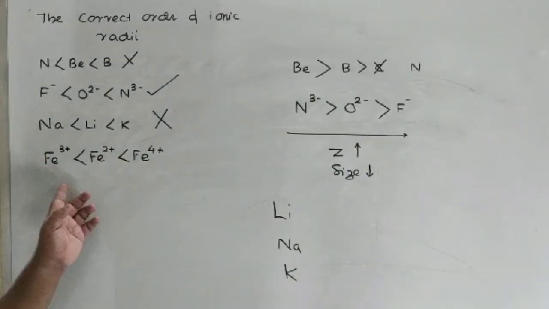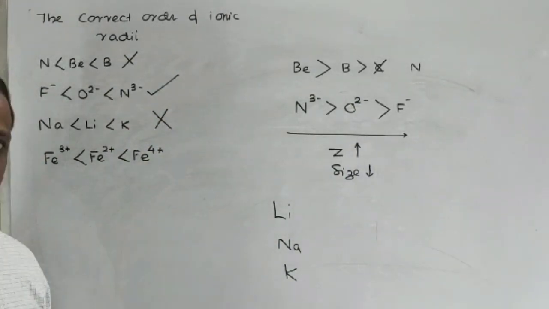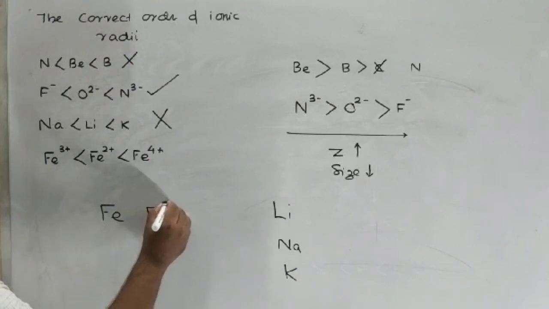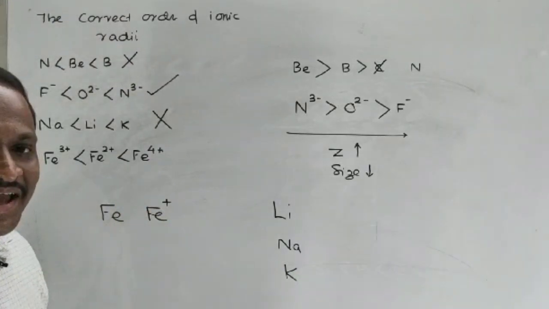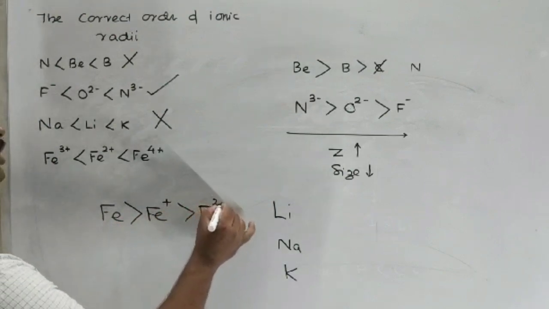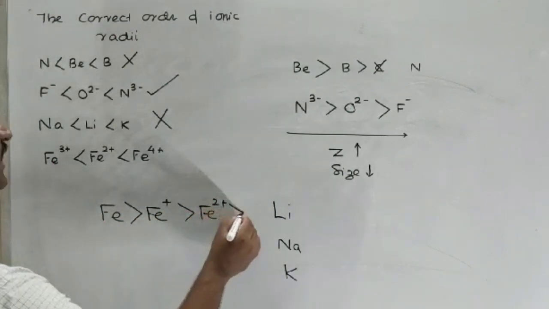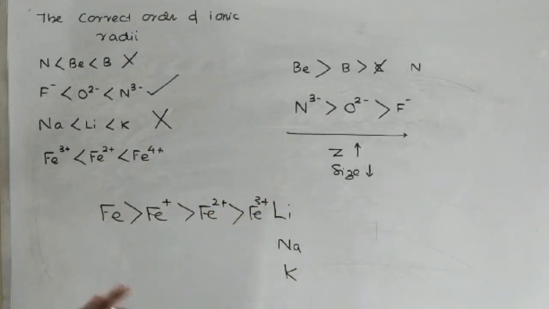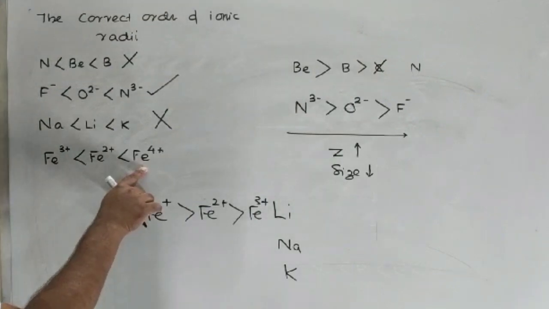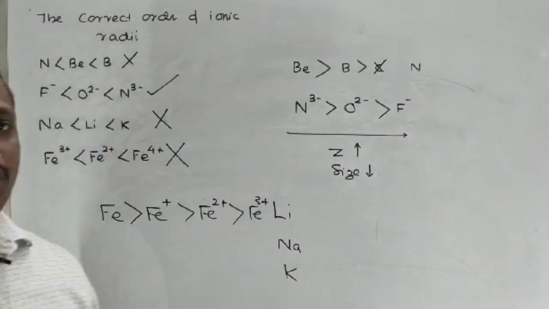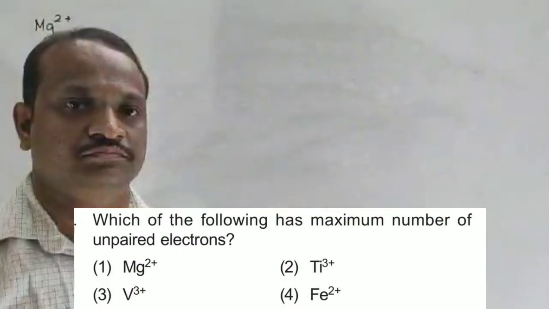Now next, Fe3 plus, Fe2 plus, Fe4 plus. Here we have Fe. Next we have Fe plus. Who has a smaller size? Fe plus will have a smaller size. Next Fe2 plus, again we have removed one electron. So next Fe3 plus. So this is the order to be followed. In that manner, this should have the smallest radius, isn't it? So here, this is also not the correct order. So only one option, it is the second option.